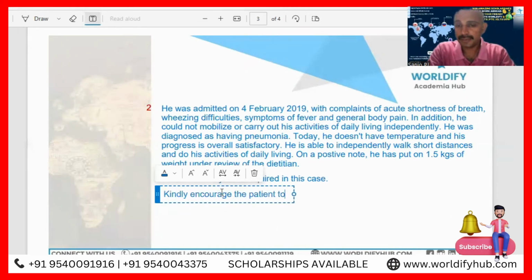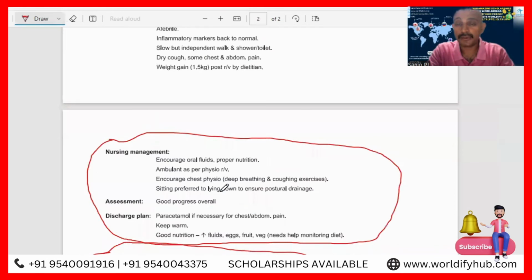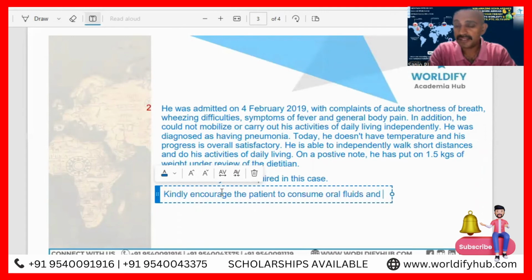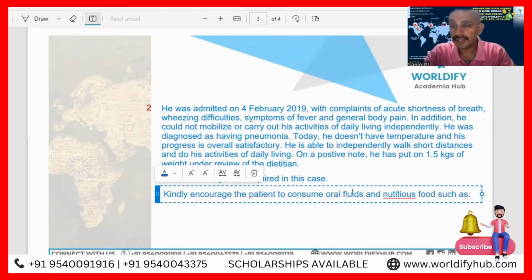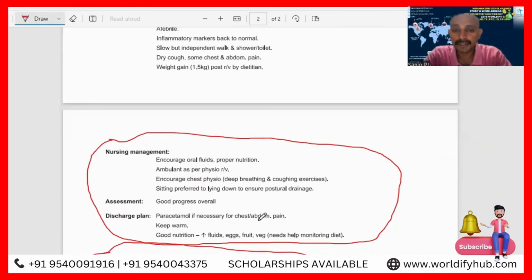Encourage the patient to consume oral fluids and nutritious food such as... they have given you a list of nutritious food, right? Now if you see your case note, they're speaking about eggs, fruits and vegetables, right?